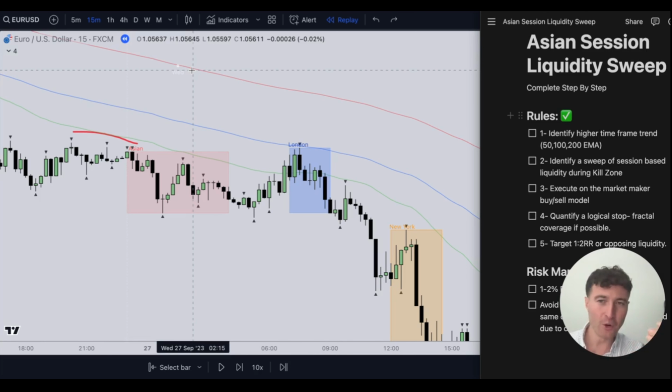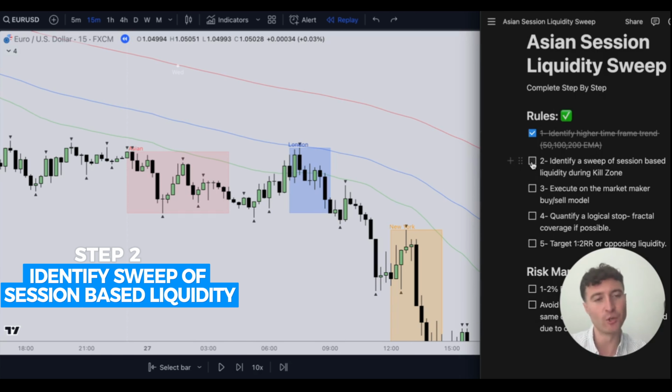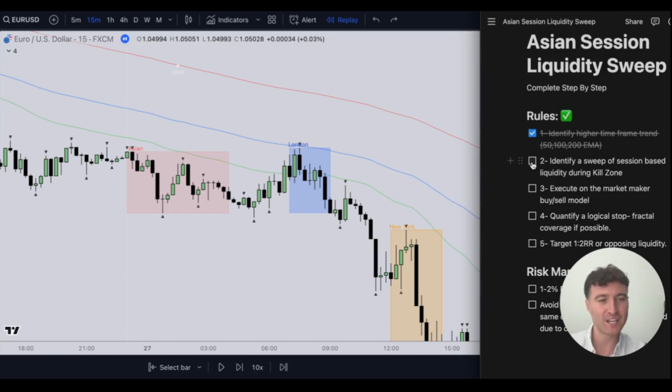So, you know, that old saying, right? The trend is your friend. It's very, very simple. So we've identified the higher time frame trend. We've identified that the 50 moving average is below the 100, is below the 200, okay? Next, we want to look at number two, which is to identify a sweep of session-based liquidity during a kill zone. And that sounds quite complicated, but let me just simplify that for you guys, okay?